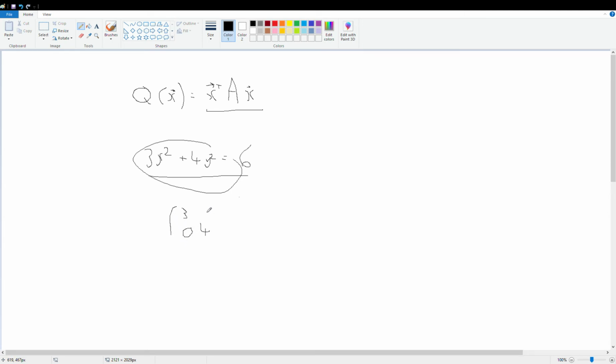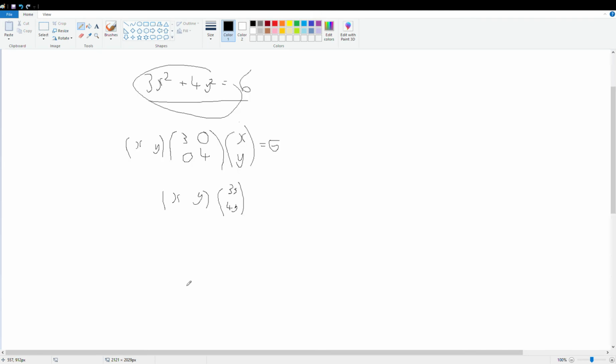This is a symmetric matrix A. This is x transpose. And this is x. And that is equal to 6. And you notice if we just multiply all this out, we end up with xy multiplied by 3x, 4y, and we end up with 3x squared plus 4y squared equals 6.